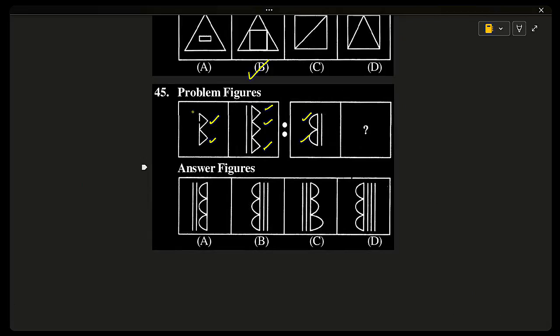And one more thing, here lines are not given. That means zero lines became one line. That means one line increased. Here one line is there and we have to increase that line. That will become two lines. So it is there in option B.